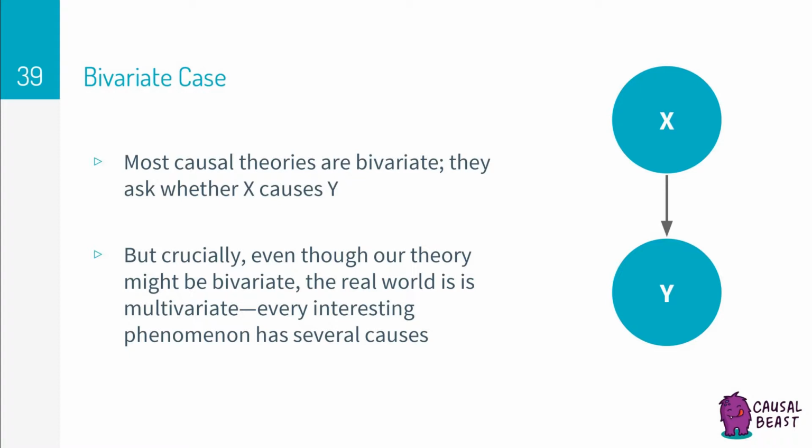But crucially, even though we have discussed the bivariate cases, the real world is multivariate. That is, for every interesting phenomenon, there are several causes, probably in the hundreds or thousands. So it can't be just variation in x that causes variation in y. If this is hard to believe, just think about how many things cause you to become happy. For me personally, off the top of my head, hanging out with family and friends, exercising, eating good food, playing video games. There's definitely more than one.